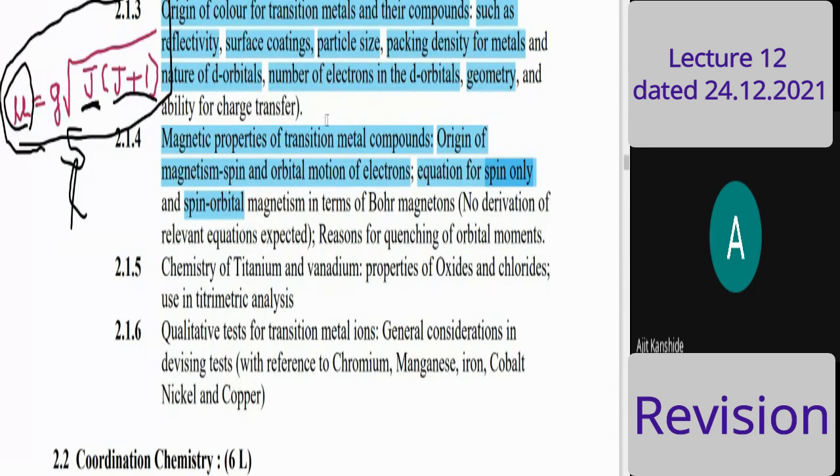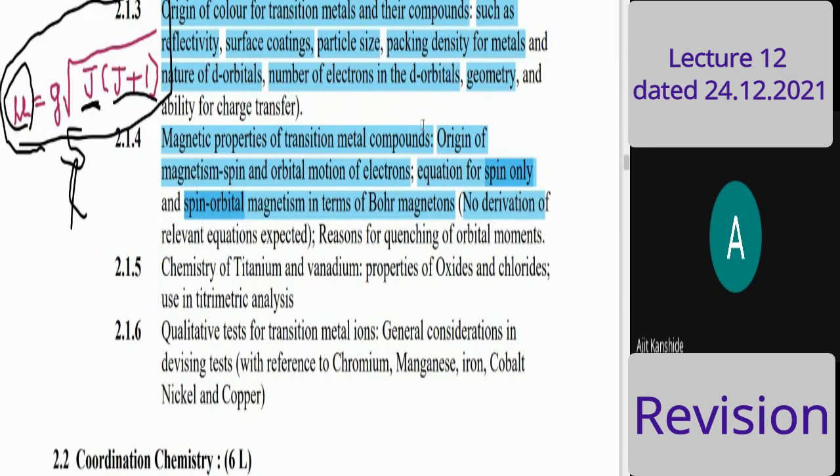I just told you about the spin only formula and the spin orbital formula, for measuring magnetism in Bohr magnetons. They specifically said derivation is not expected. Then which formula do we apply for transition series elements? Just as you said, mu is equal to square root of n into n plus 2 Bohr magneton.